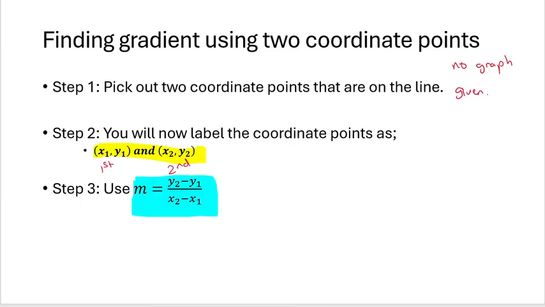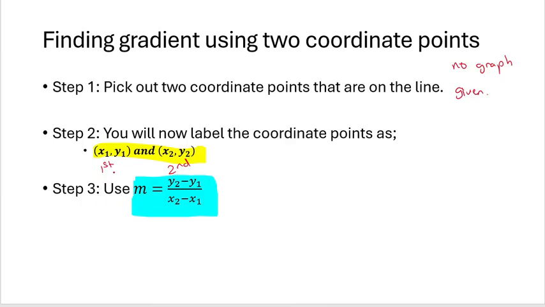Now, finding the gradient using two coordinate points. So this is when no graph is given. Okay. So they might give it to you. They actually might just give you the coordinate points straight up, and it's your job to figure it out. Now, what you're going to do is label the coordinate points as the following: x1, y1, and x2, y2.